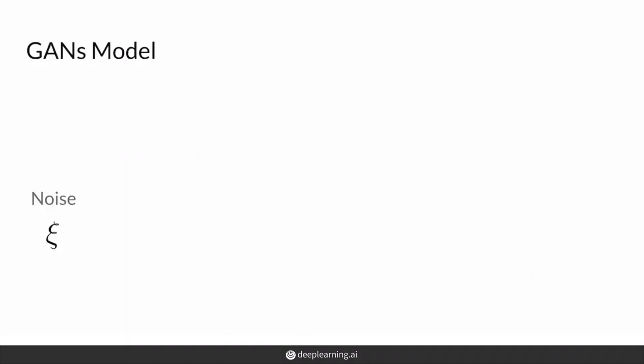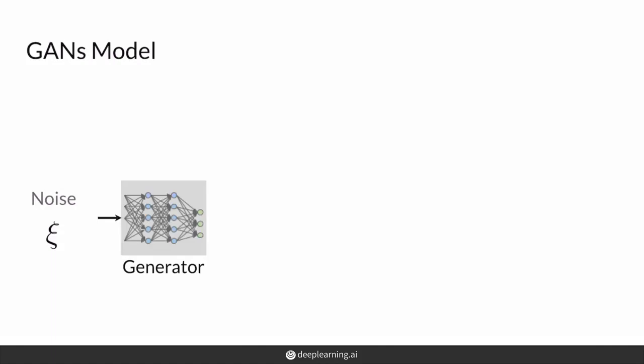So recall that in a basic GAN, the generator takes a random noise as input with this psi Greek letter, and this generator then produces fake examples called x hat. And these are fake images, for example.